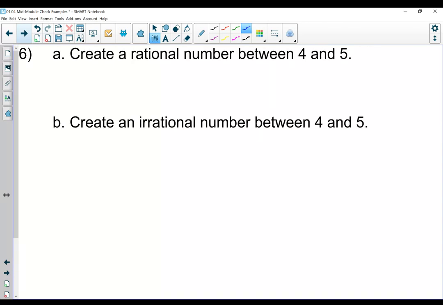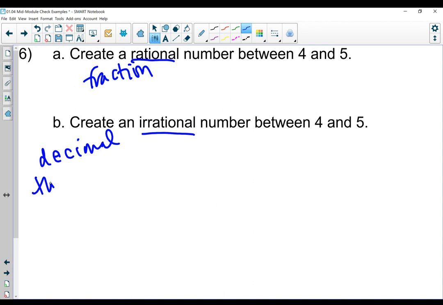For problem 6, we are going to create a rational number between 4 and 5. Remember, rational means fraction. And we'll create an irrational number between 4 and 5. So remember, irrational means a decimal that goes on forever with no repeating pattern.